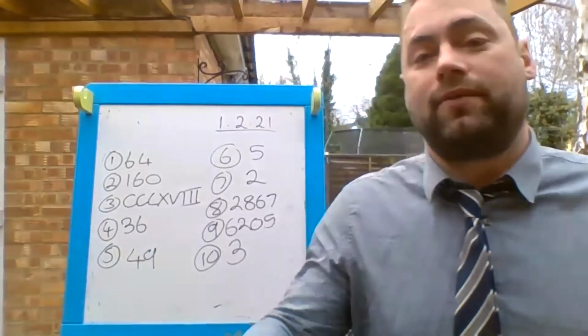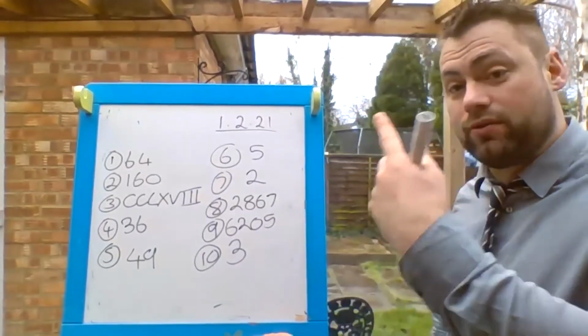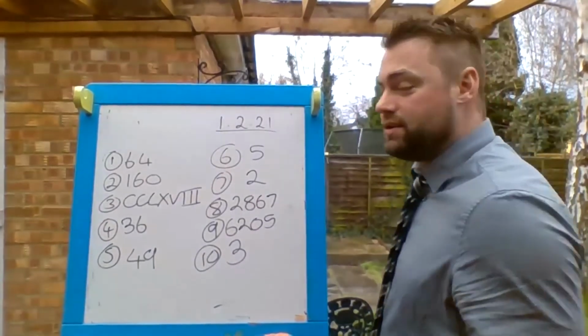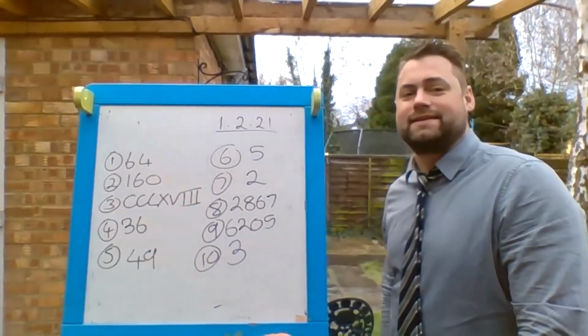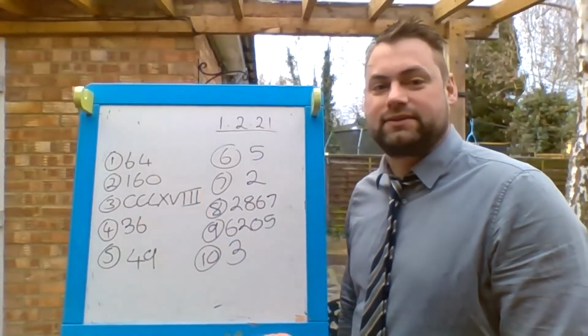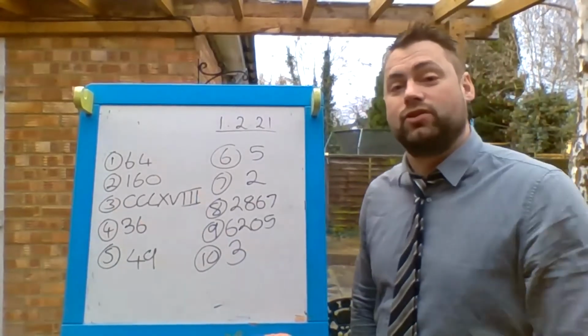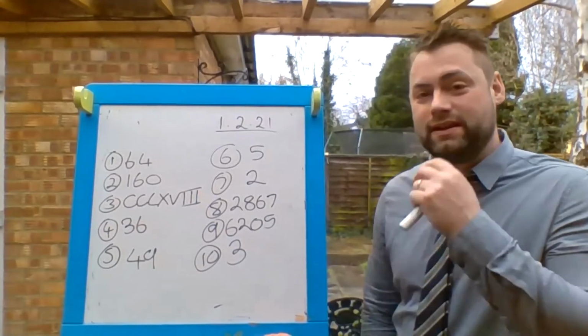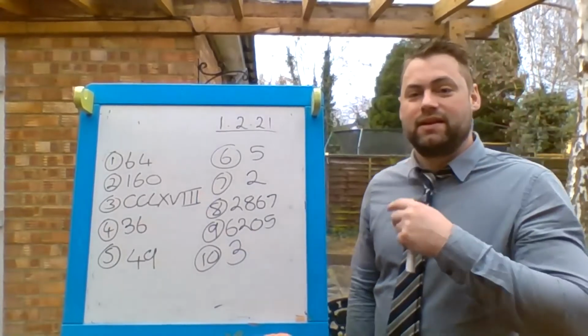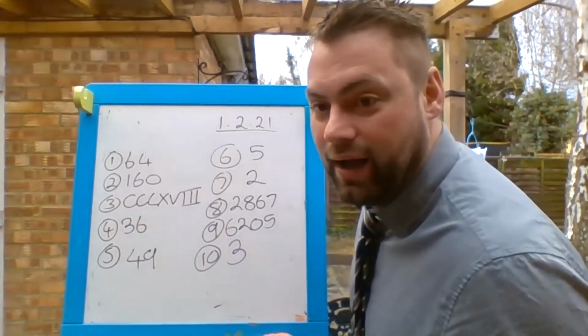Okay, welcome back. Hopefully you've done all right on them questions. Let's have a go through and see the answers, shall we? So the first question was 8 times 8, and that is 64. The next question was, what's half of 320? The answer is 160.